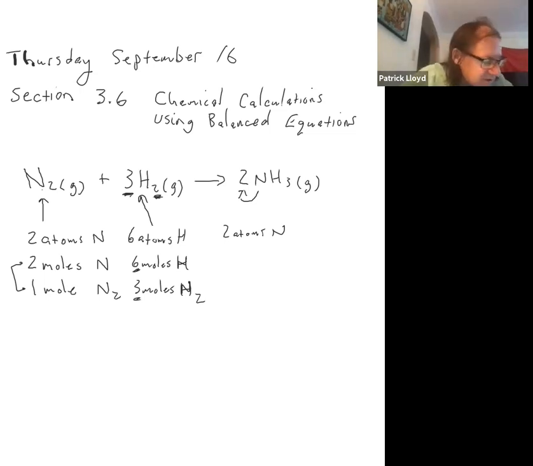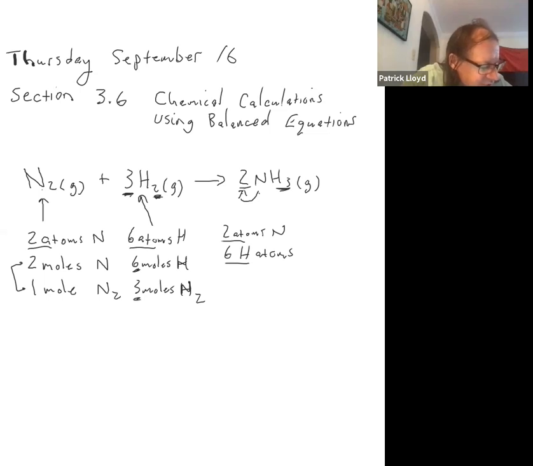Now we go over to the product side. We've got 2 nitrogen atoms here. We've got 6 hydrogen atoms, right? Okay, so see how that is the same, right? 2 nitrogens on the left side, 2 nitrogen atoms on the right side, 6 atoms of hydrogen on the left side, 6 hydrogen atoms on the right side.